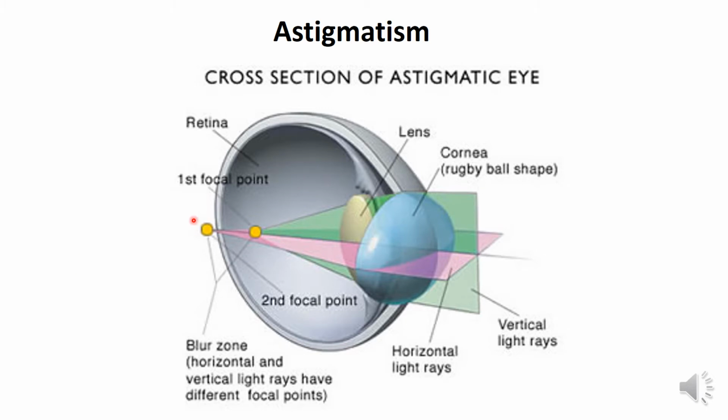This slide shows the focal points of different planes of the image fall on different distances, and this will lead to blurring of the vision. So you can see this is the vertical light rays or the plane. The light is focused here, while the horizontal plane, the light coming from the horizontal plane, is focused here, and this will lead to blurring of vision.